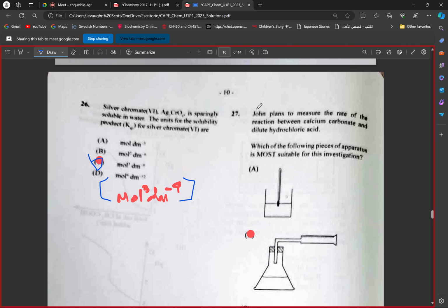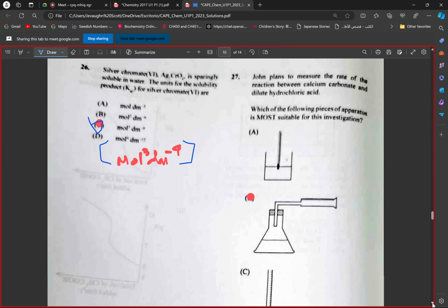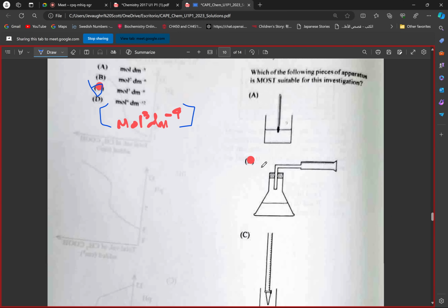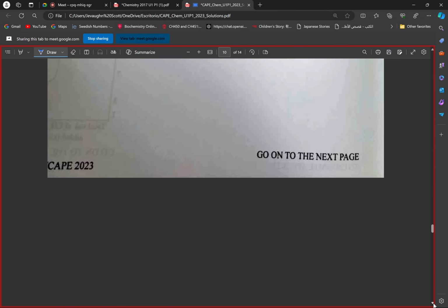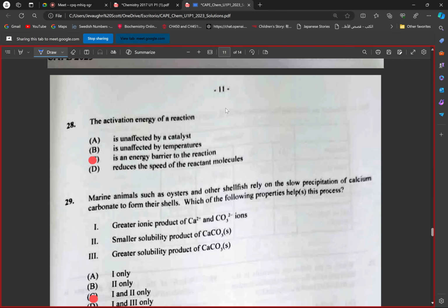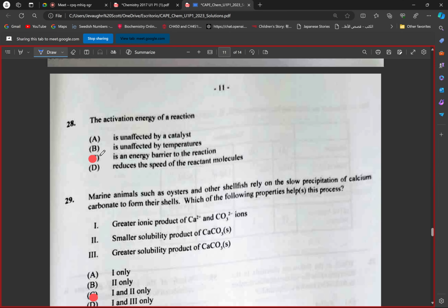John plans to measure the rate of a reaction between calcium carbonate and hydrochloric acid. So we know that carbon dioxide will be produced. What apparatus can we use to investigate the rate of reaction? That would be a gas syringe, because a gas is being produced. This paper was never that difficult. The activation energy of a reaction is the energy barrier of the reaction. That is the answer there.